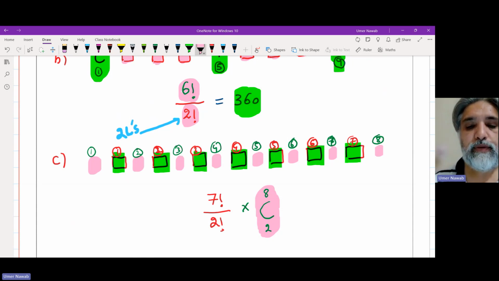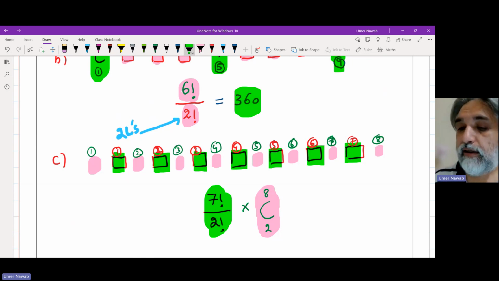So 8C2. However, 7 factorial over 2 factorial came because I have already placed the 7 other letters, apart from the E's, in which 2 L's were there. It can be done in 7 factorial divided by 2 factorial. I hope this method will work with you guys and the answer will come to us.